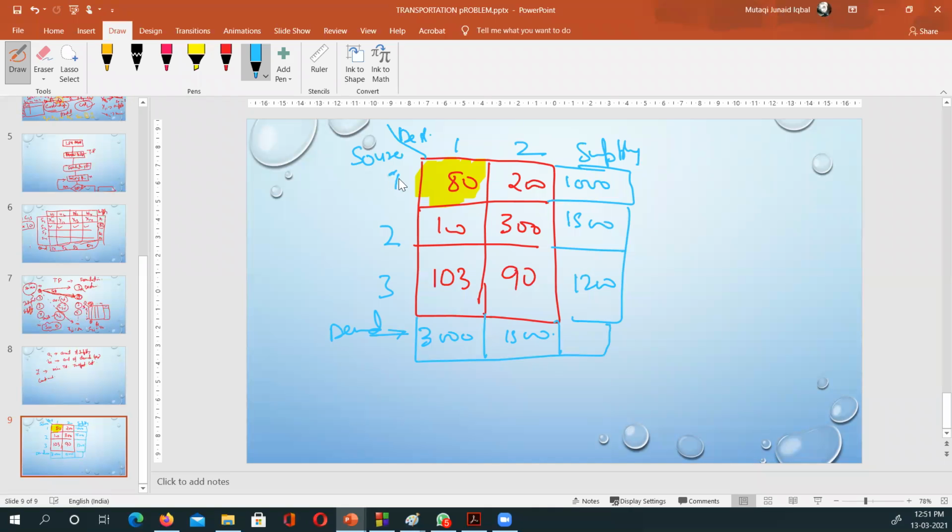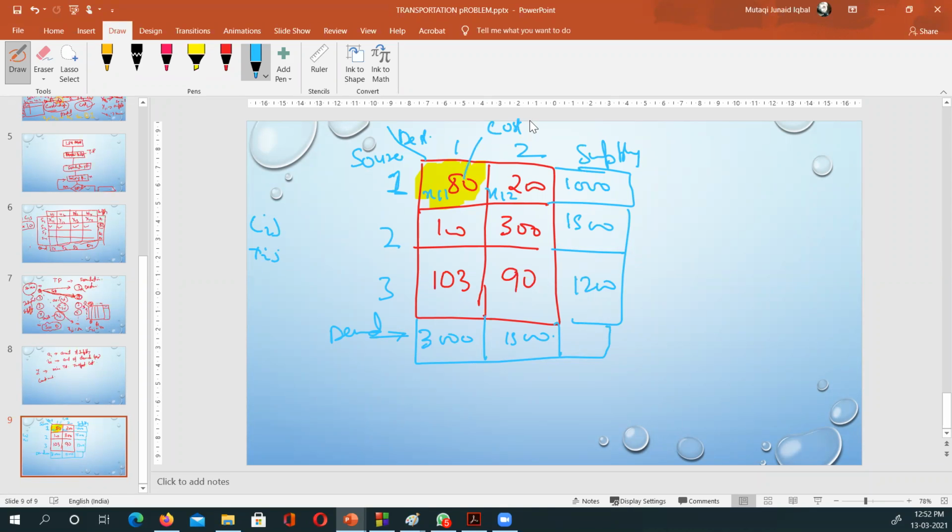Supply tells us about the source. The source should supply, say whatever that units of some product. What is that product? This is x of 1 1, this is x of 1 2. Each and every arc has 2 information, that is C of ij and x of ij. Cij is the cost, that is this 80. This is the cost per unit of that particular product, which is shown by X11.